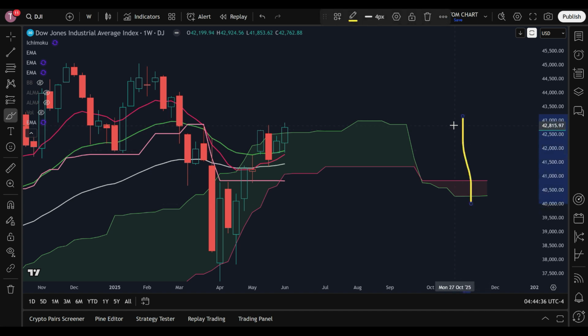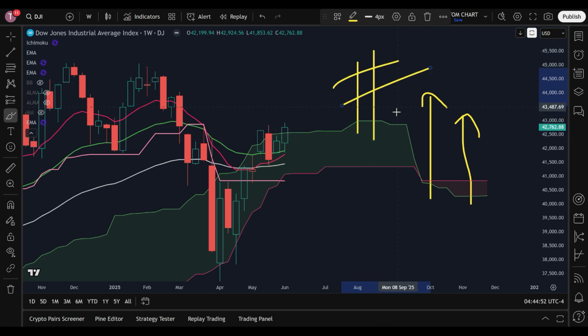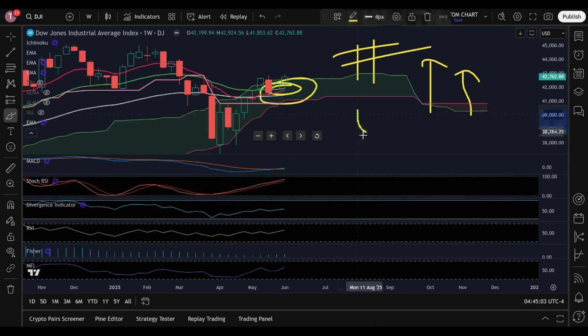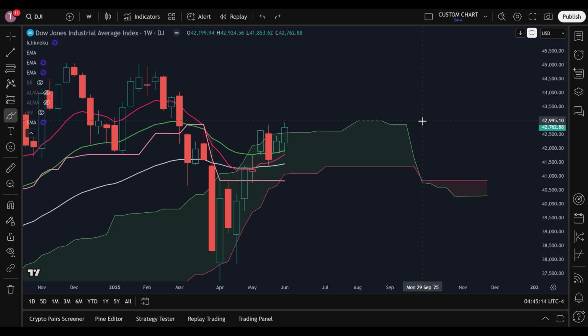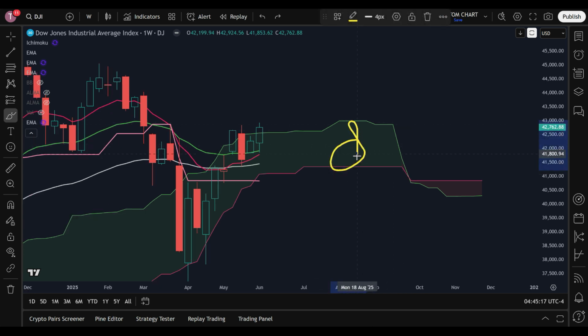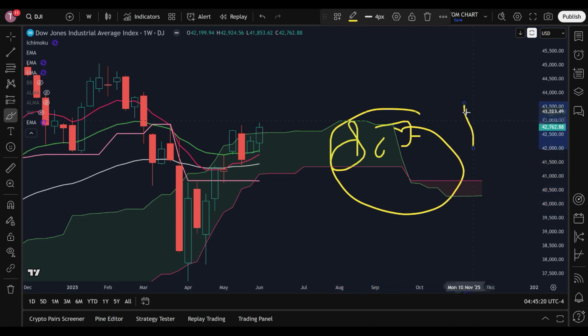Now let's analyze the Dow Jones. Dow Jones is bullish through the Ichimoku cloud on the weekly chart. Dow Jones is bullish through the Bollinger Bands on the weekly chart. Dow Jones is neutral through the moving averages on the weekly chart, because still there is no confirmed crossover in the moving averages on the weekly chart. Other than that, the Dow Jones is bullish through the MACD on the weekly chart. Dow Jones is bullish through the stochastic RSI on the weekly chart. Dow Jones is also neither overbought nor saturated. Okay, nothing like that. But in this manner, the Dow Jones is 80% bullish on the weekly chart.